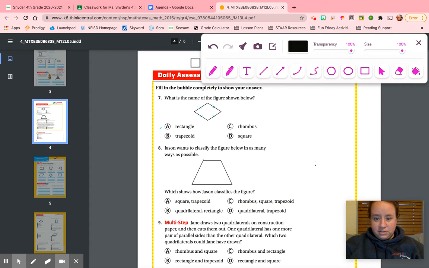On this first one, it says, what is the name of the figure shown below? You have 4 different options, and all of those come from that first page. When you look at them, you find that in order to be a rectangle, you have to have opposite sides that are the same. We have that, but you need 4 right angles, and we don't have that.